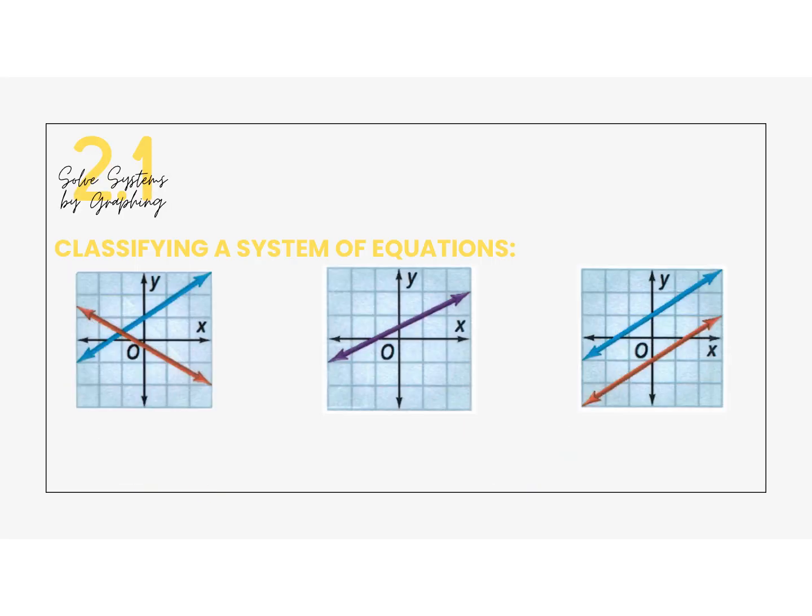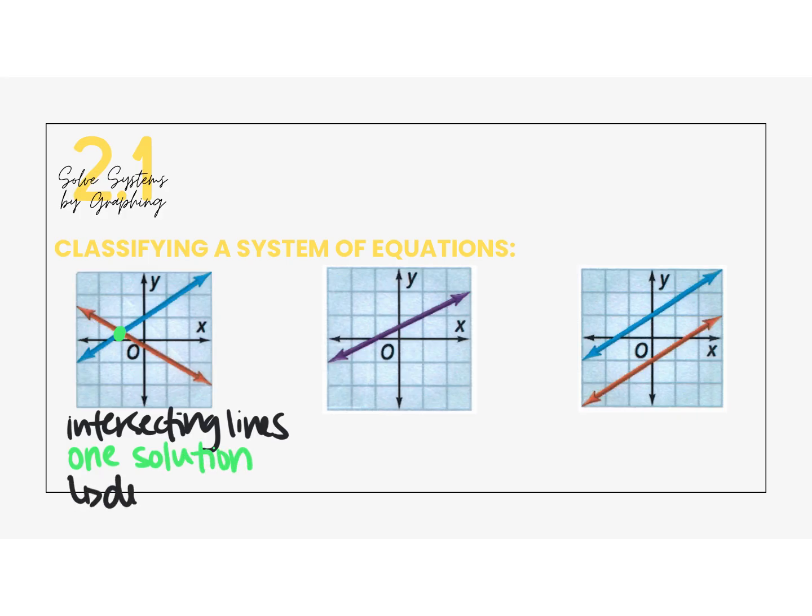Okay, so then let's look at the different types of solutions that we have. If we're going to classify these systems of equations just based on their graph, this first one is intersecting lines, which means that there is one solution. And we know that because the lines have different slopes and different y-intercepts, right? That gives us just one solution.